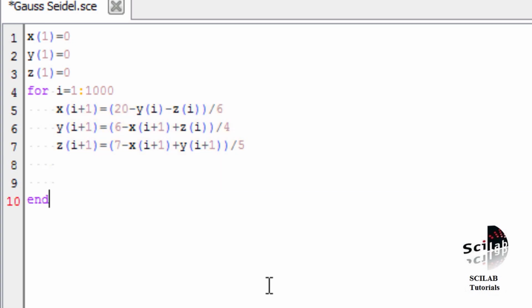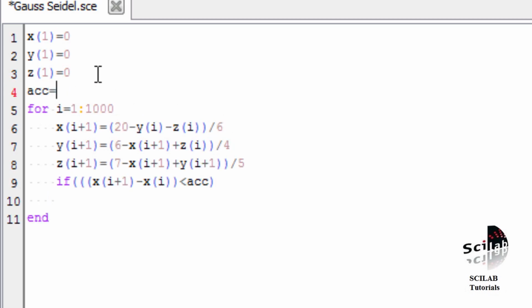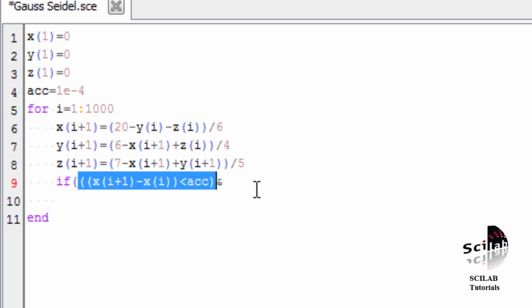So the if command, bracket start, again bracket start, x of i plus 1, the current value, minus x of i, the value obtained in the previous iteration, bracket close, then less than accuracy. So what is accuracy? We have not set the accuracy so far, so we will set the accuracy. Suppose accuracy is 10 to the power minus 4, so 1e minus 4. This will set accuracy equal to 10 to the power minus 4. Now the AND operator, and I will write the condition for y and z also.